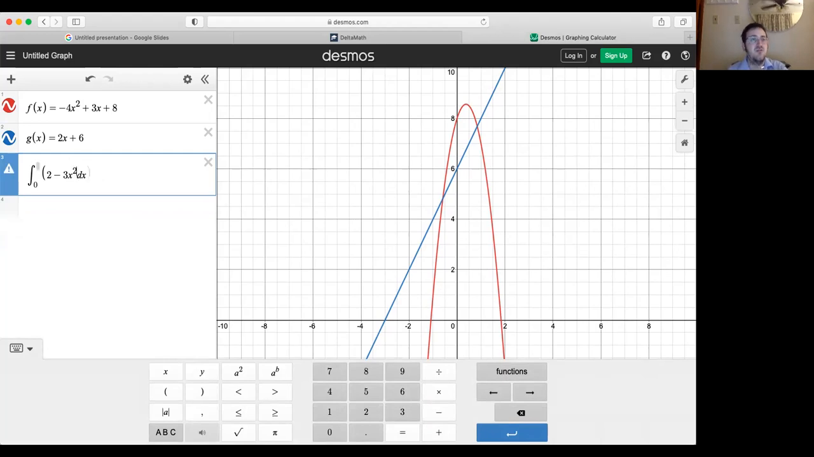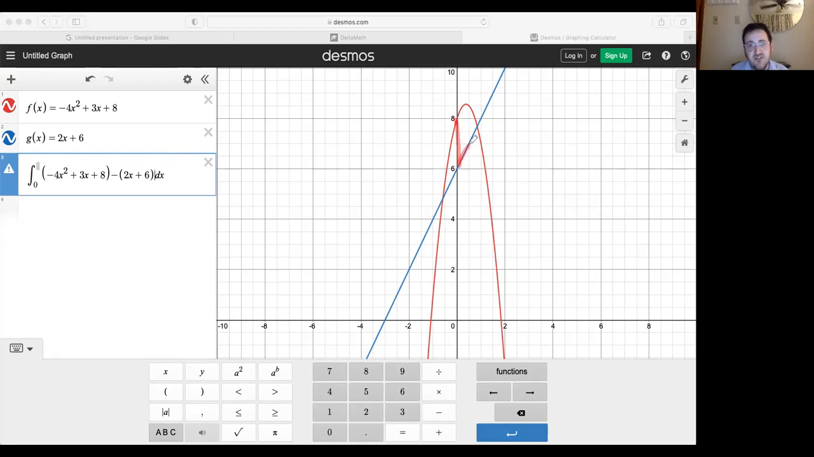What I do know, though, is that my top function is the quadratic. So I'm going to do negative 4x squared plus 3x plus 8. Put that in parentheses. And then I'm going to subtract the bottom function, which is 2x plus 6. So what's going on geometrically here is we are wanting to find the area. I'll outline the area that we want to find.